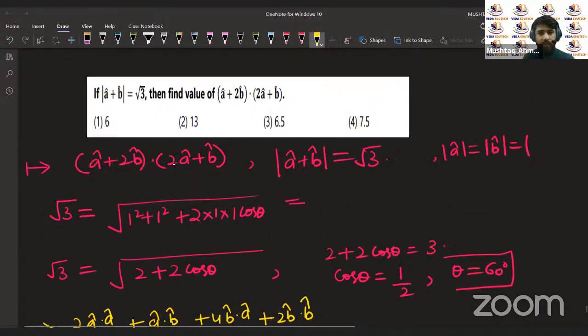So 13 upon 2 is nothing but 6.5, right? So option 3 will be the correct answer. So 6.5 is the correct answer for this question.